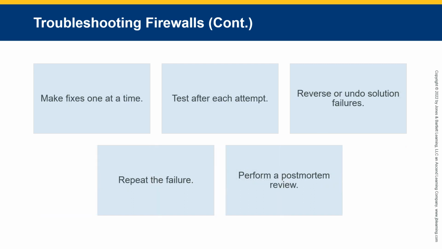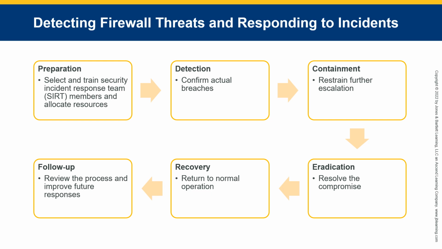Always make one fix at a time. Make one fix, test, see if that worked. You can either revert that change to go back to what it was, then try something else, test, see if it works, and revert it back. Don't change like 20 things, because someone's going to ask you what fixed it, and you're going to want to have an idea. So test after each attempt, reverse or undo the solution failures, keep repeating it, and then always do that post-mortem review where you write down what fixed it and what the problem was.